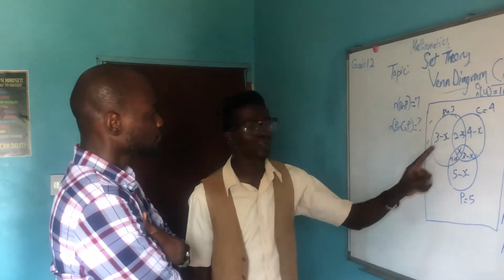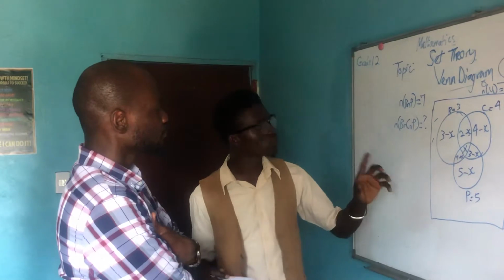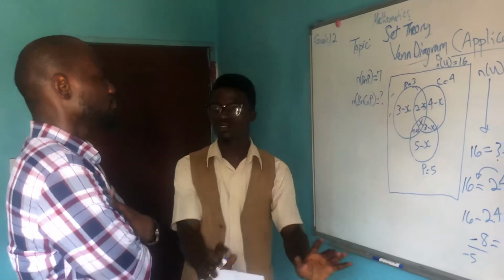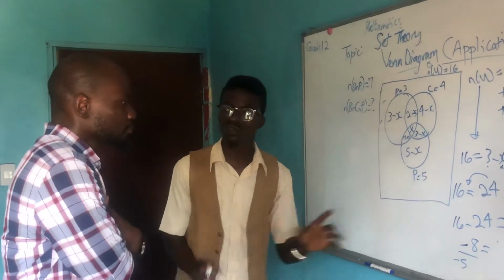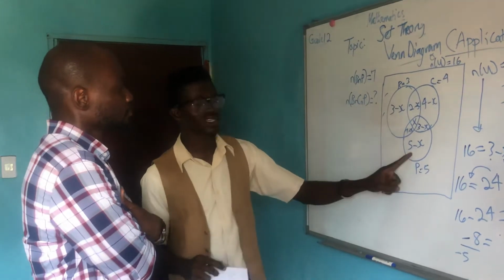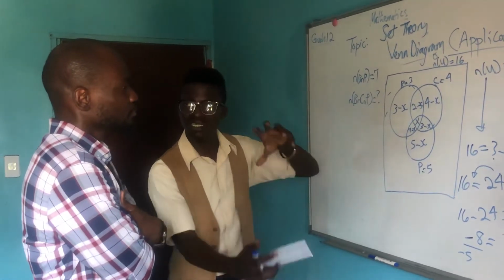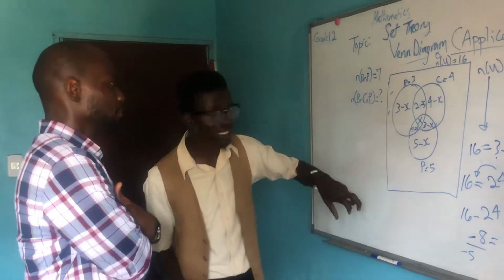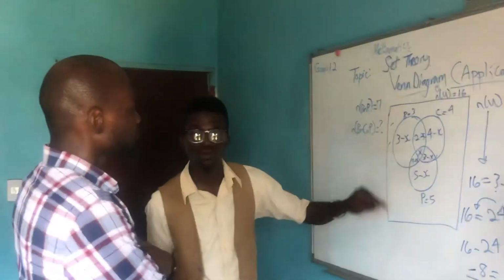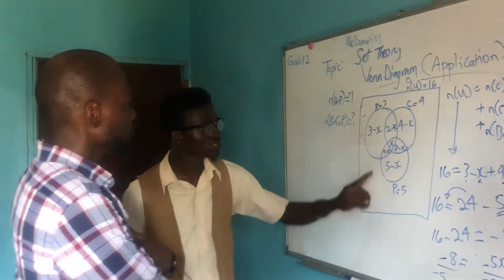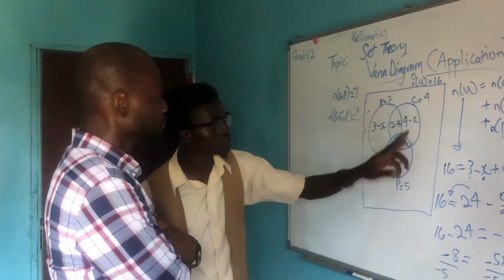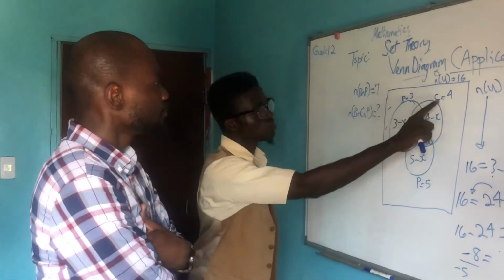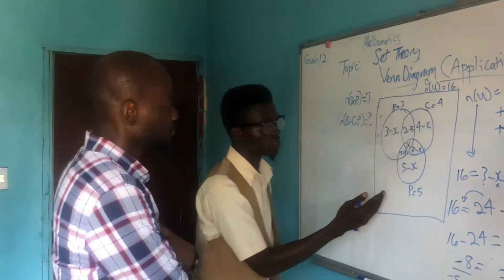And here, 3 minus X represents the students that know only biology. 4 minus X represents the students that know only chemistry. And 5 minus X represents the students that know only physics. Then 7 minus X is the intersection between B and P, that is biology and physics. It means the number of students that know both biology and physics. Then 3 minus X is the intersection between C and P, that is chemistry and physics, meaning the number of students that know both chemistry and physics.